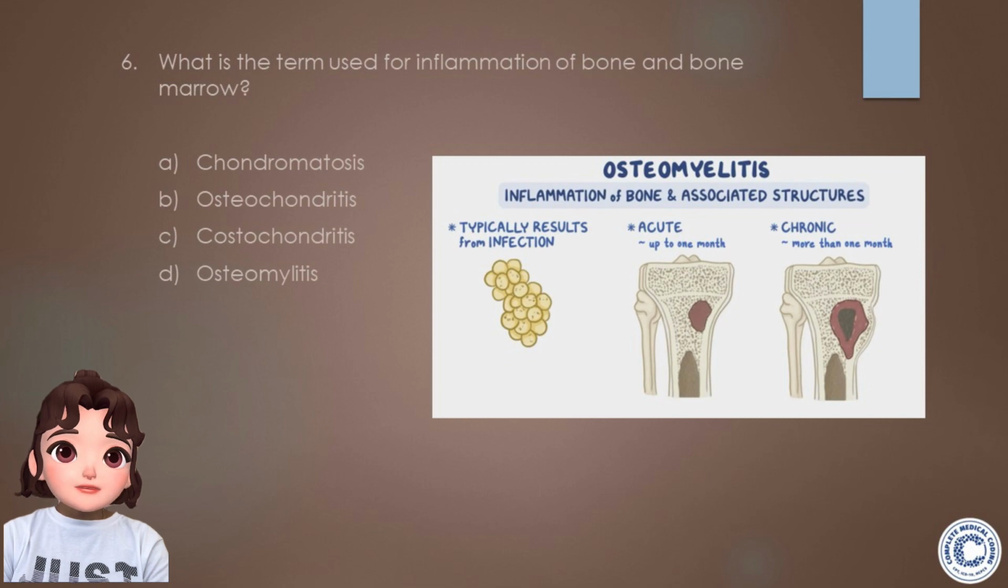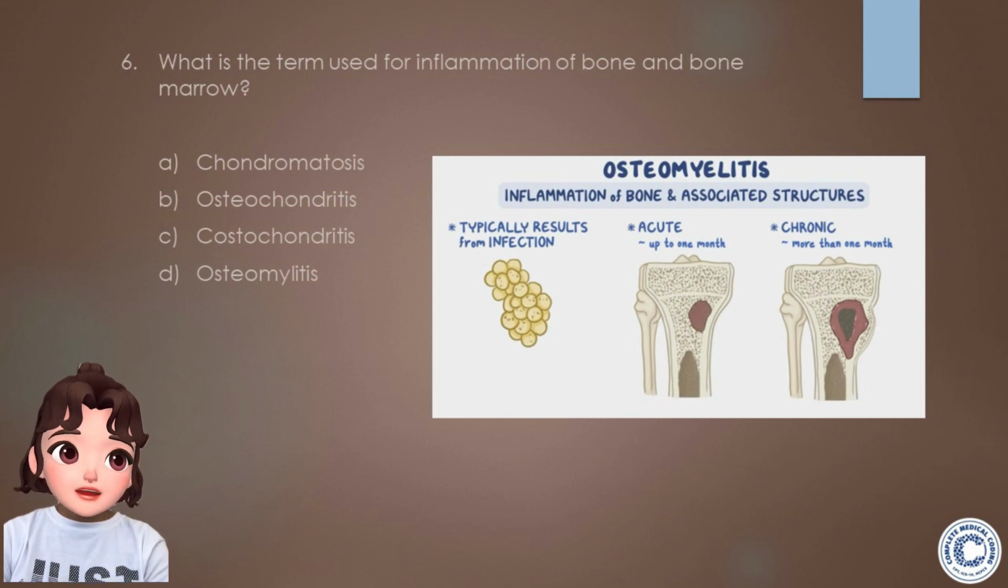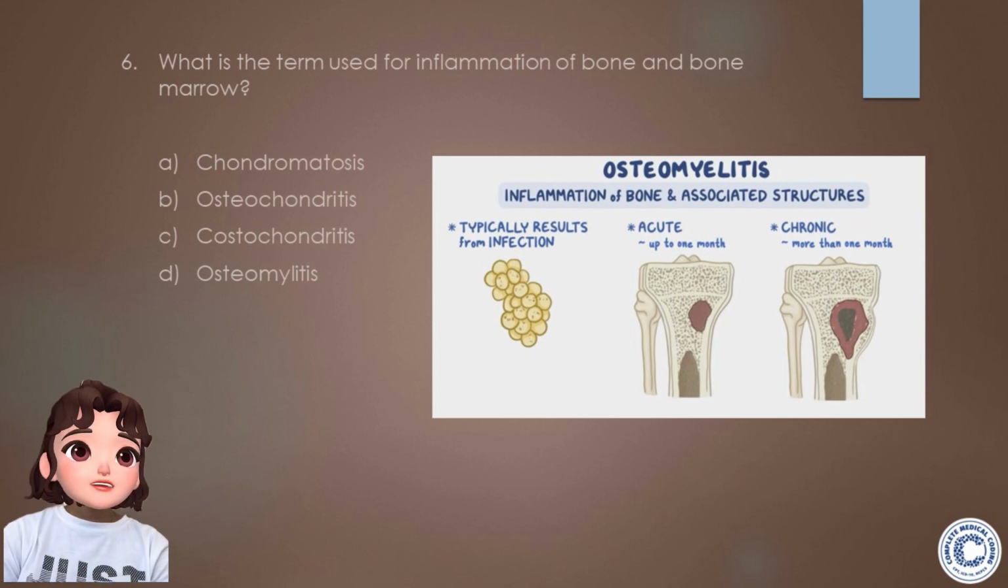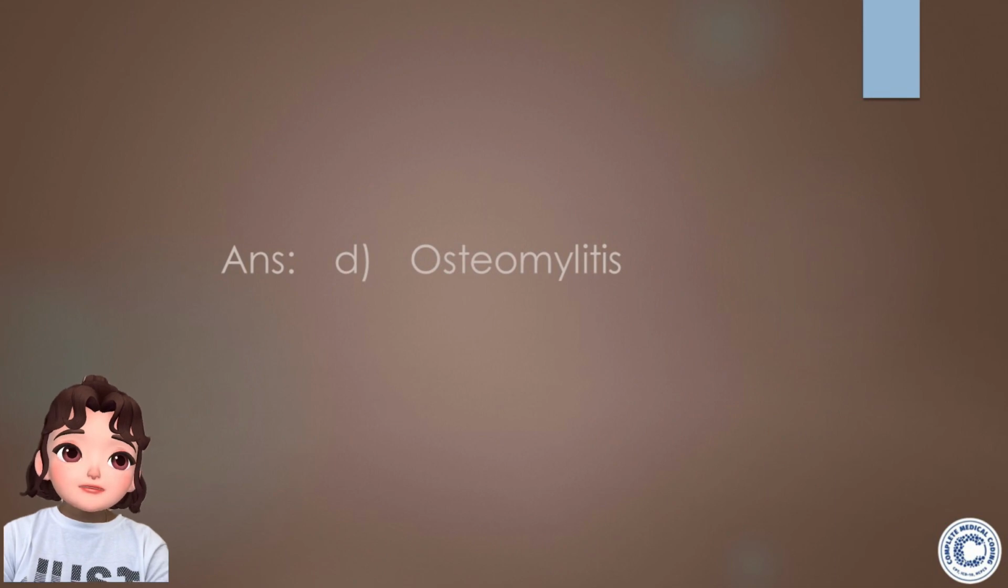Osteo represents bone, right? So our question is inflammation of bone and bone marrow. So of course the answer will be either osteochondritis or osteomyelitis, because osteo is the one that represents the bone. The question is related to bone and bone marrow. So here inflammation of bone and bone marrow is osteomyelitis. Myelitis represents inflammation. Okay. So answer will be option D, osteomyelitis.